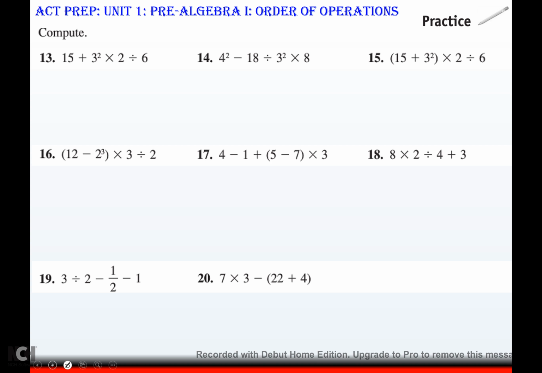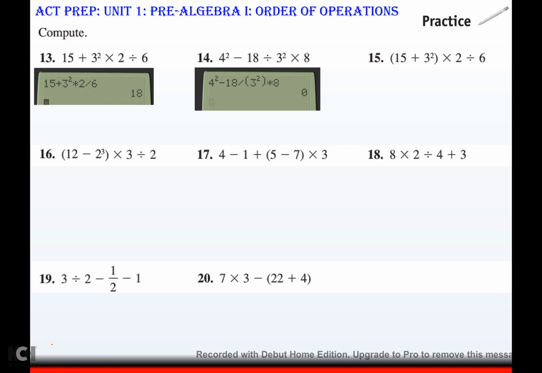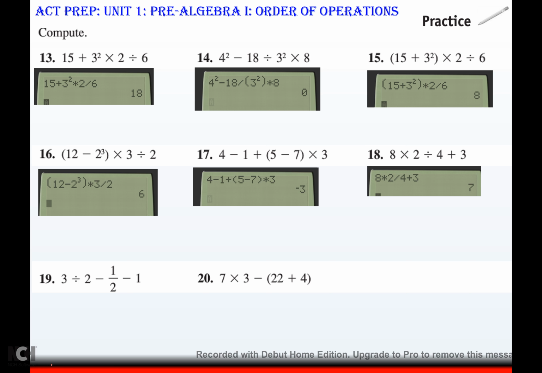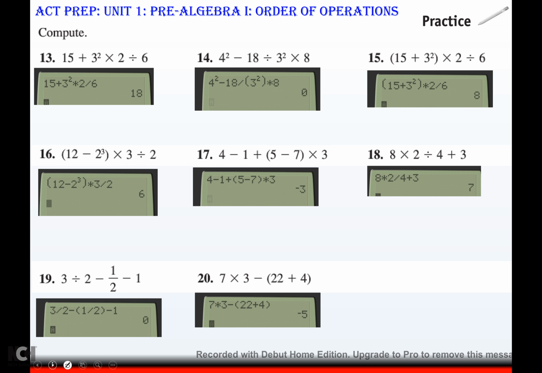Okay, so 13, I got 18. 14, you hit pause, check it, should get 0. Pause for 15, check it, you should get 8. 16, you should get 6. 17, you should get -3. 18, you should get 7. 19, you should get 0. And 20, you should get -5.